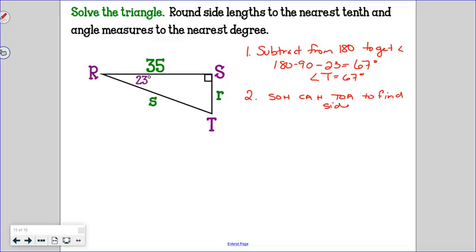Okay, pick a side. It doesn't matter. So if I were picking side S, that would be adjacent and hypotenuse. I would use cosine. And we do that again. SOHCAHTOA again. So if I'm finding side R, that would be opposite and adjacent. I would use tangent.